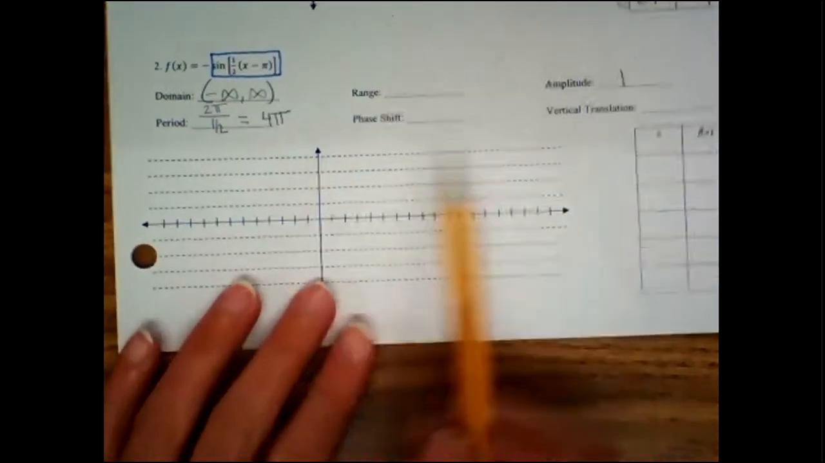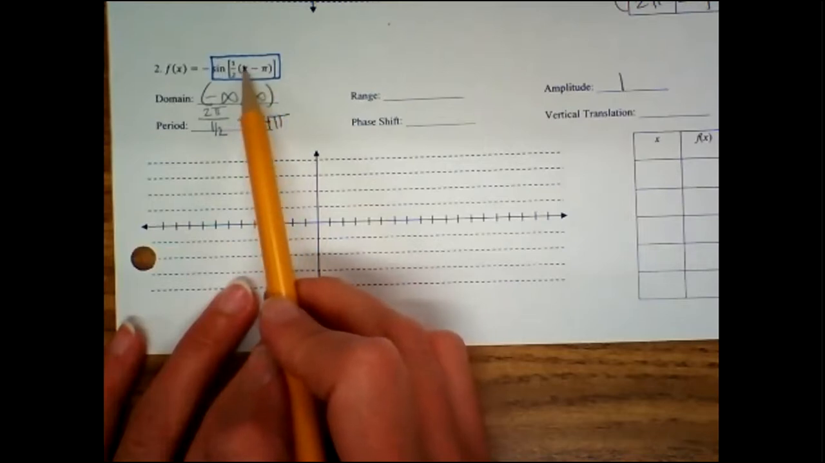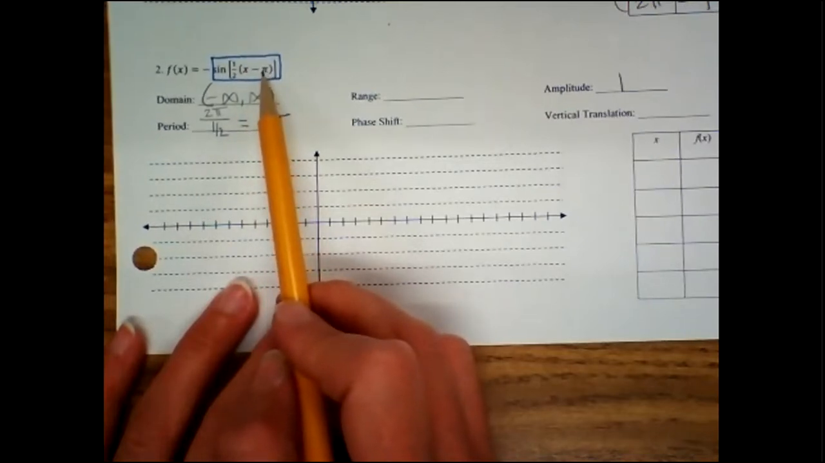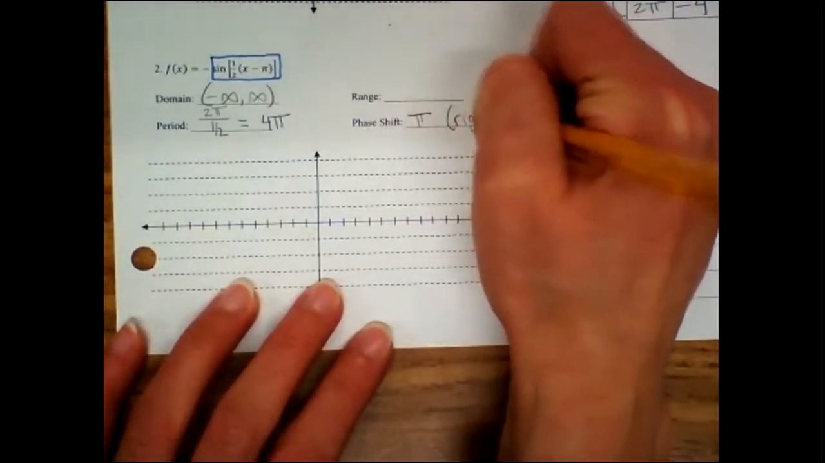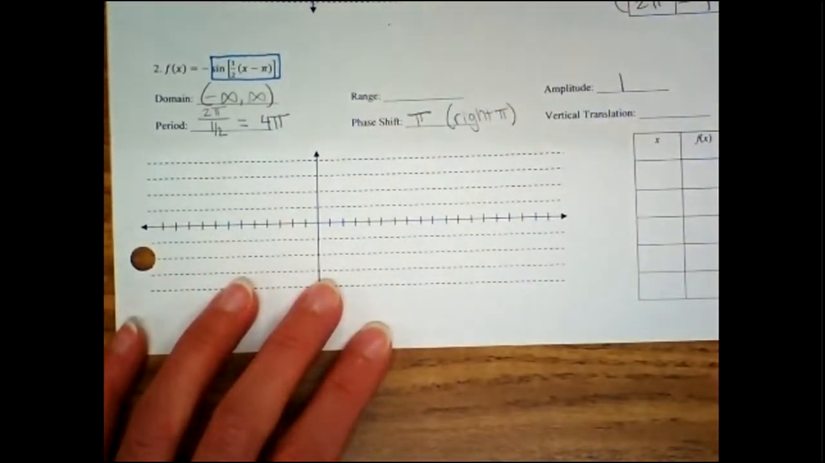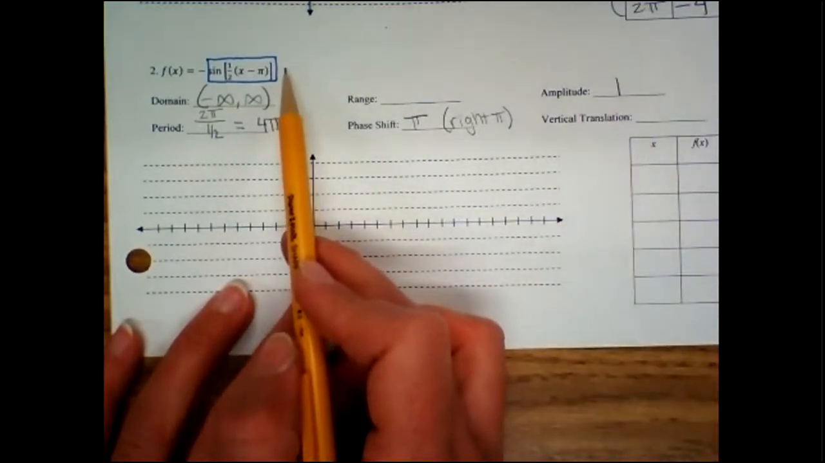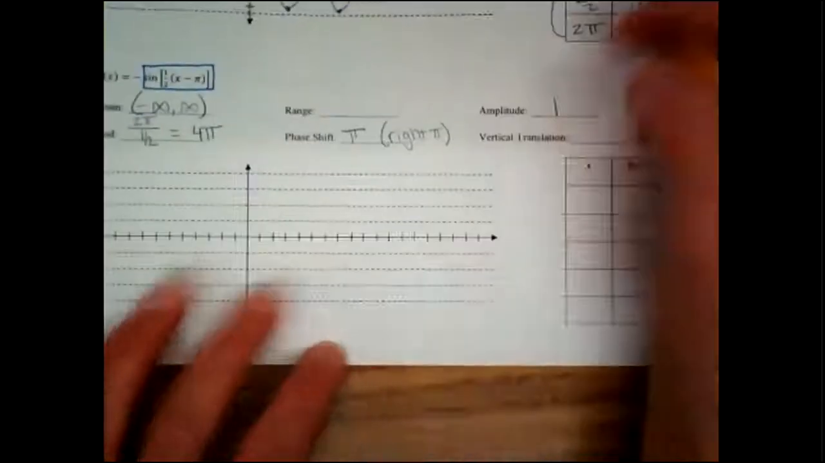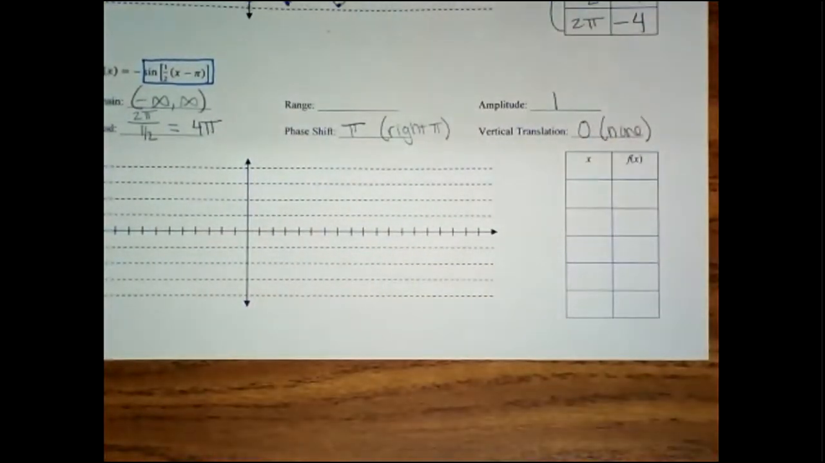All right, phase shift. That's left or right. Using what you've learned before, did this move left or right? Right pi. Good. You can either just put positive pi or you can say right pi, whatever is your preference. And then vertical translation would be what's added or subtracted outside. Do you see anything out here? No. So you can say 0 or none.